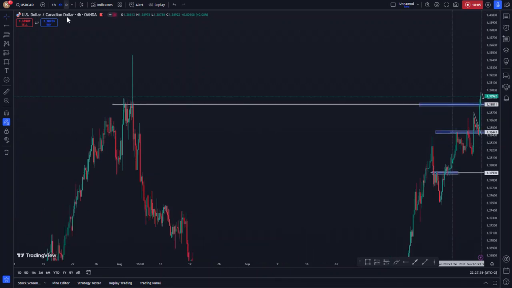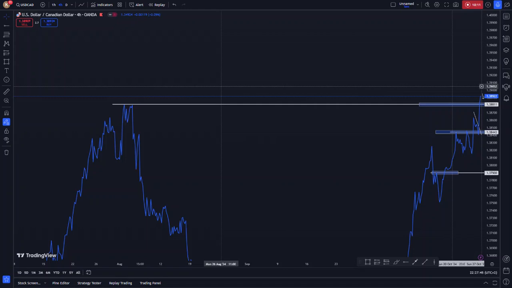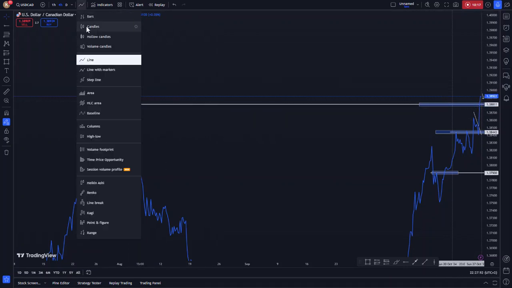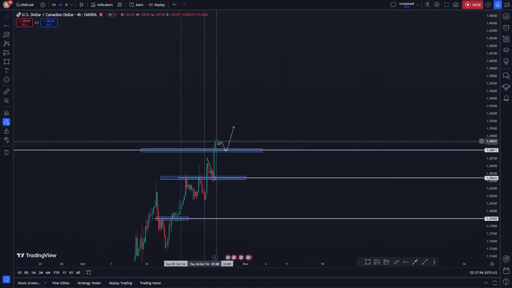So why I drew it like that is because I use the line chart, guys. I think position when it comes to plotting your support and resistance is key. So yeah, we have that right there. So I use that line chart and then I just jump back into the candlestick chart.